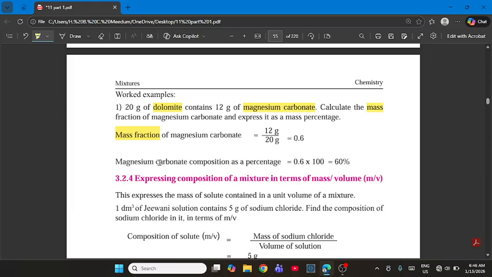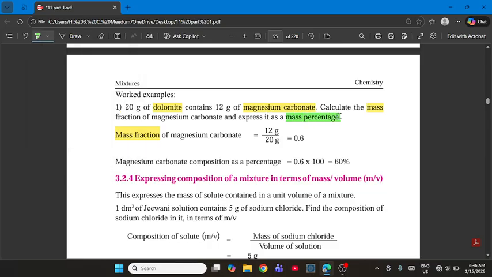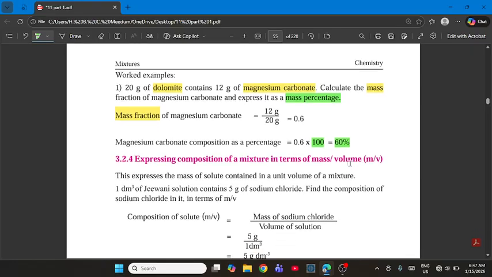Now they are asking for it as a percentage as well. So you have to write it as a mass percentage. You have to multiply it by 100, then you get 60%. That is the method of getting a percentage.